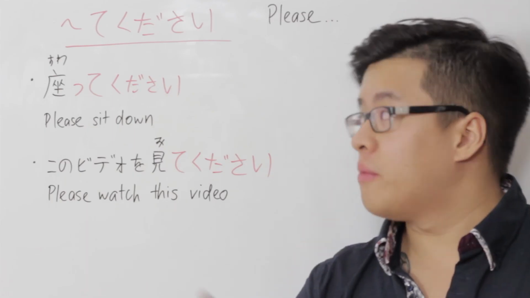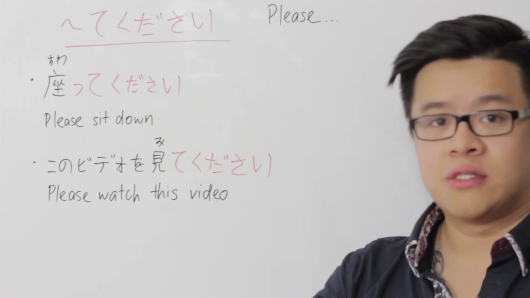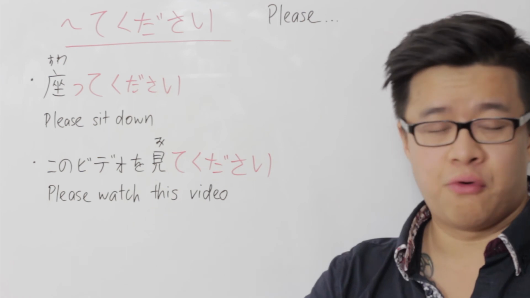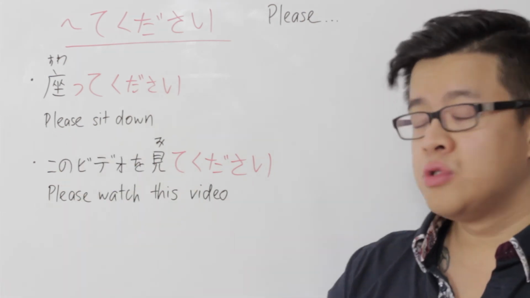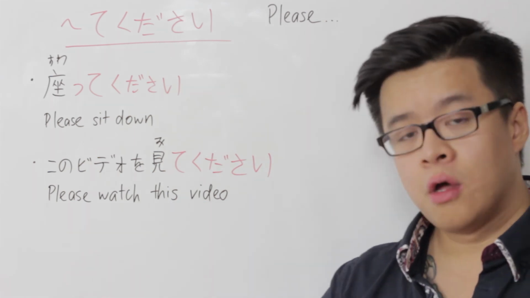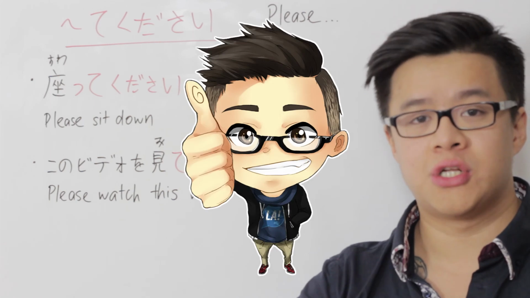You also need the te form in the construction te kudasai, which means please do something. So you are requesting something, you are asking for a favor. For example, 座ってください. Please sit down. Or このビデオを見てください. Please watch this video.